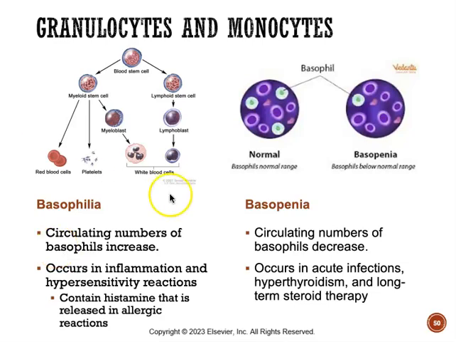So I wanted to take you back to this image over here to demonstrate, again, we have that blood stem cell, and there's that myeloid stem cell that is going to give rise to some of these, like our granulocytes, our platelets, our red blood cells, whereas the lymphoid stem cell is focusing more on our lymphocytes.